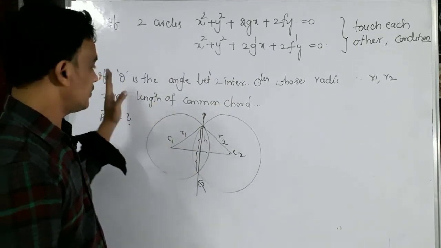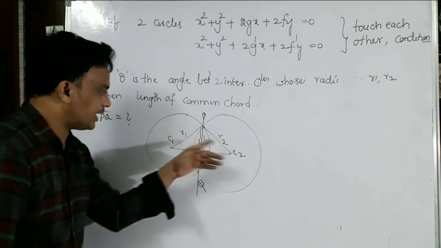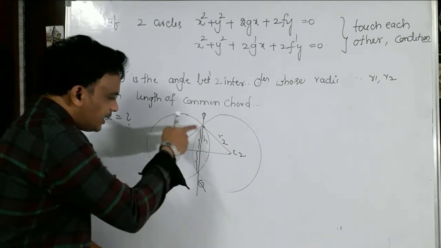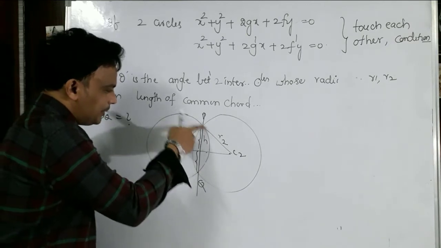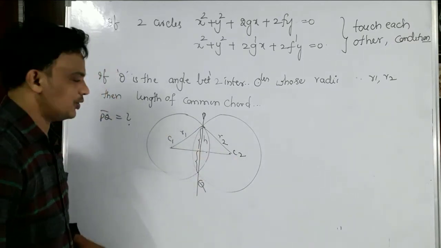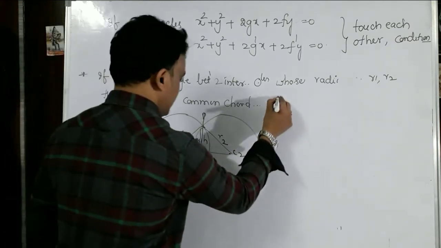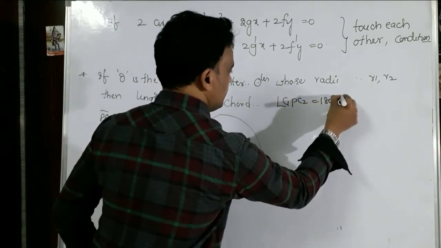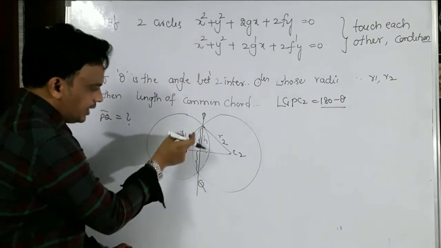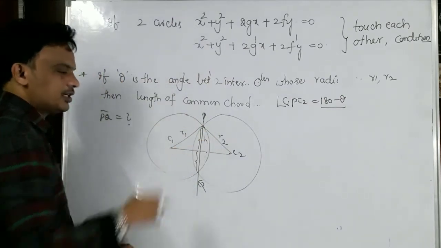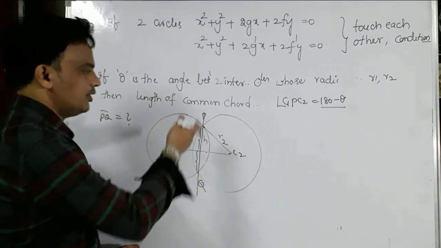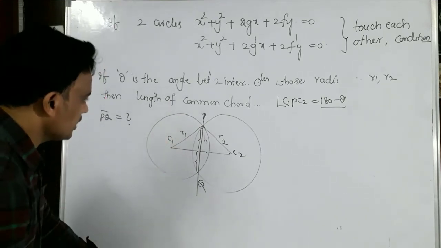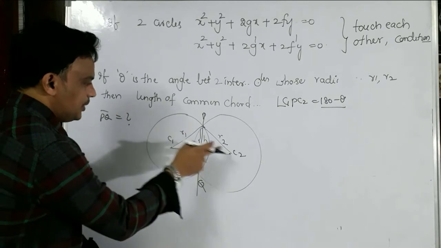Right or not? If theta is the angle between the two tangents at the point of intersection, what is the angle C1PC2? It is 180 minus theta. I can write angle C1PC2 is 180 minus theta. Why? Because the radius is always perpendicular to the tangent. From the last video we discussed the angle between two circles.